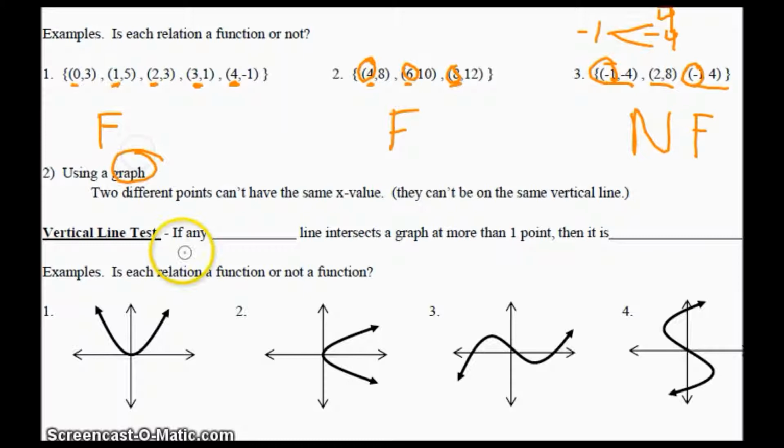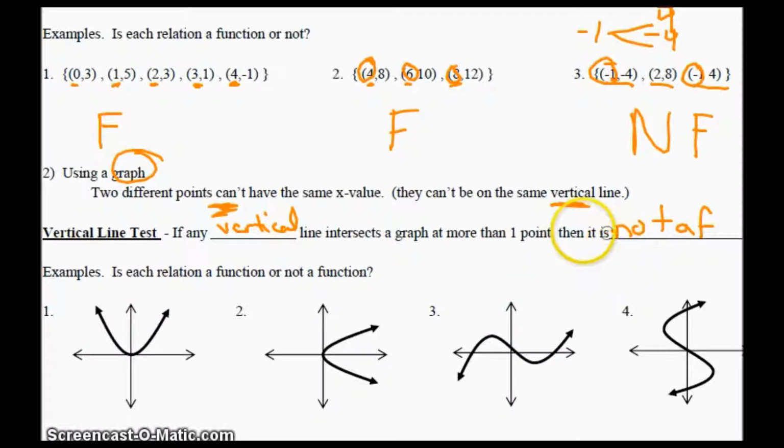If we're looking at the graph of a function, we can't have two different points with the same x value. They can't be on the same vertical line. This is also called the vertical line test, and you'll see this in a minute. If any vertical line intersects the graph at more than one point, then it is not a function. That cannot happen.